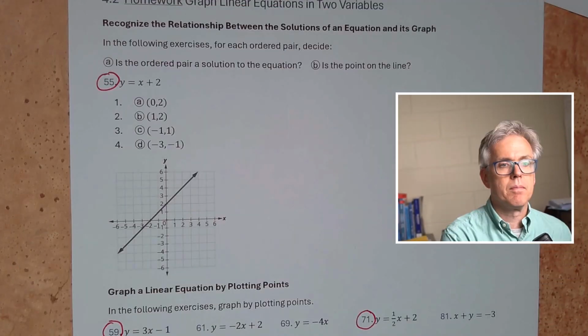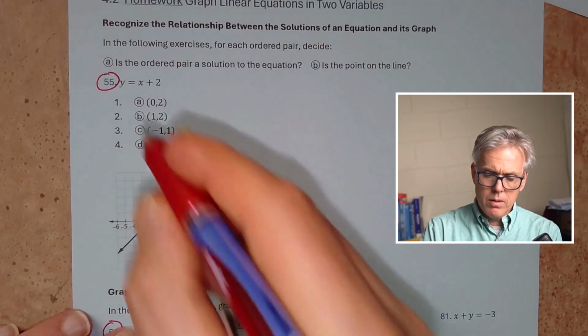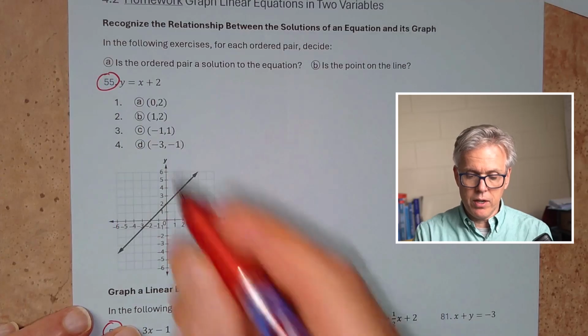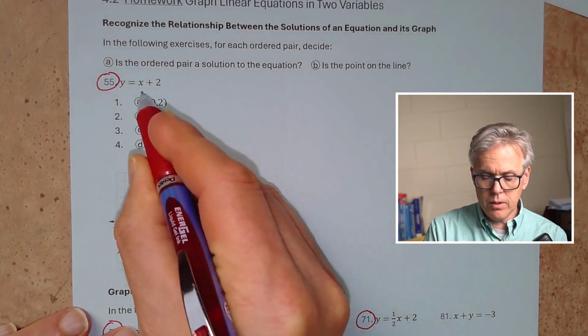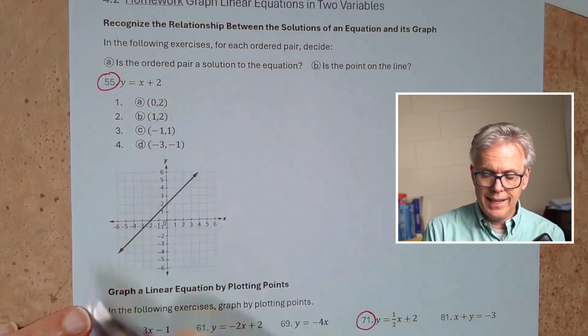All right, we got the 4.2 homework help. So let's just do a few of these. Okay, so this first one is the ordered pair solution to the equation. So let's just see this. So is 0, 2 a solution to the equation? And let's just do this in our head.